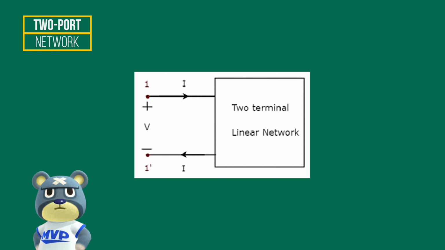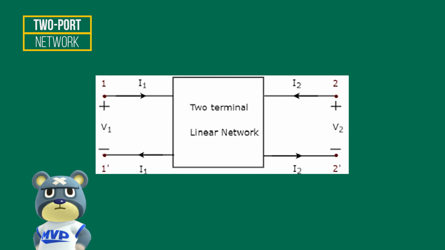Similarly, a two-port network is a pair of two-terminal electrical networks in which current enters through one terminal and leaves through another terminal of each port. A two-port network is represented in this figure. And here, one pair of terminals 1 and 1 represent one port, which is called port 1, and the other pair of terminals 2 and 2 represent another port, which is called port 2.